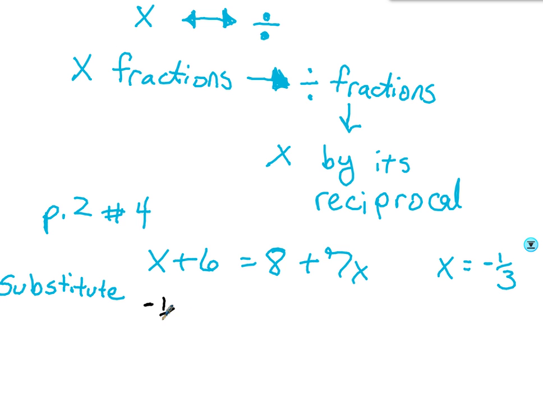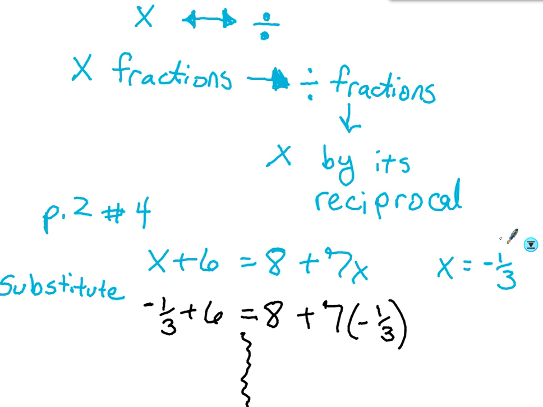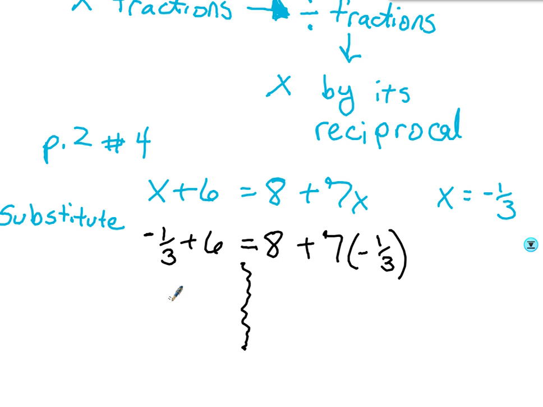Negative 1/3 plus 6 equals 8 plus 7 times negative 1/3. And I'm going to draw my little river. Anytime you cross the river, it becomes the opposite. So if you go across the equal sign, you have to make it the opposite of what it is.